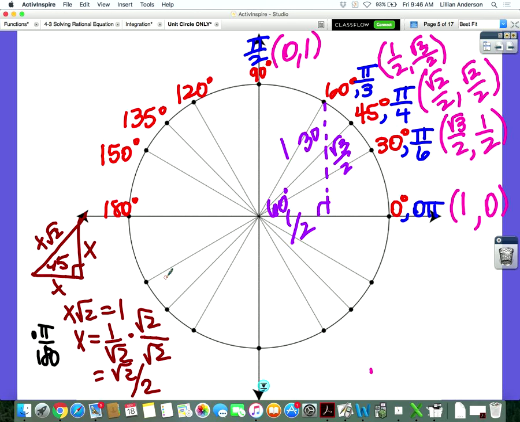Okay? What I want you guys to do is take a few minutes and fill out the rest of the unit circle. Everything copies itself over. Or would you like me to go along with you?